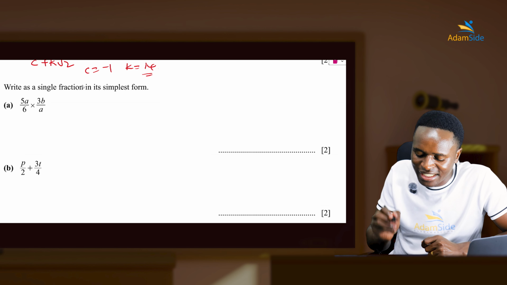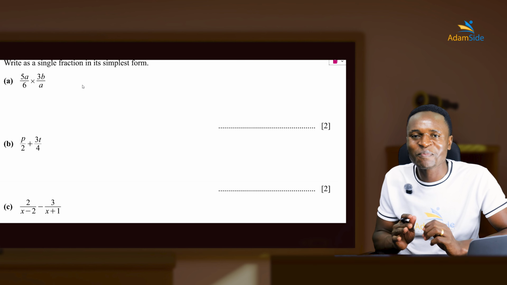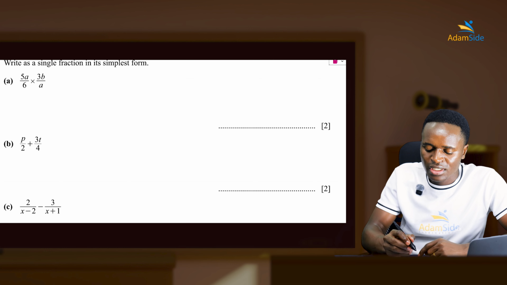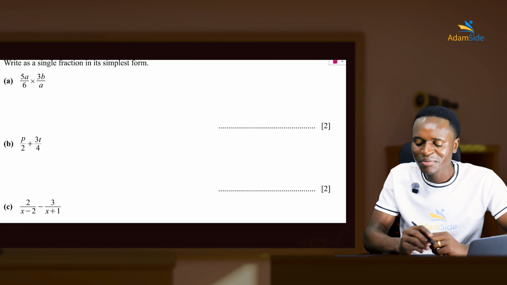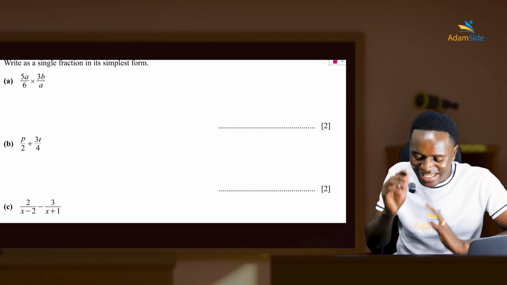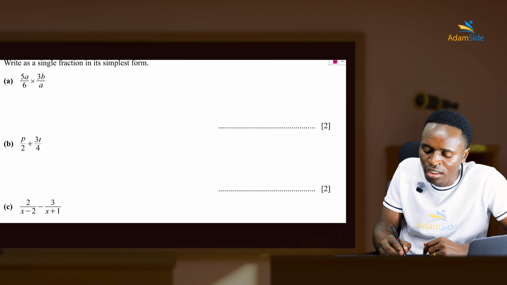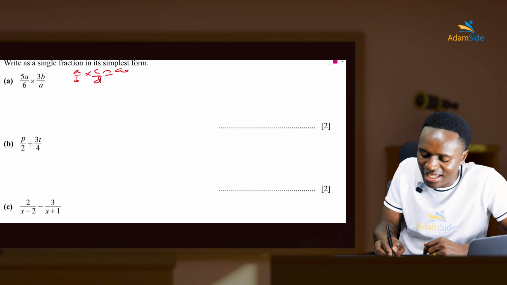Write as a single fraction in its simplest form. This is also one of the best easy questions. Because you're multiplying fractions, a over b times c over d, you just say ac over bd. So we apply this law.